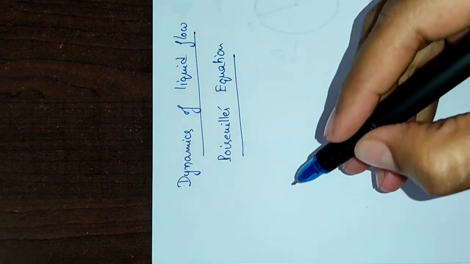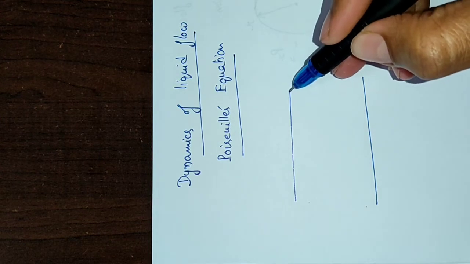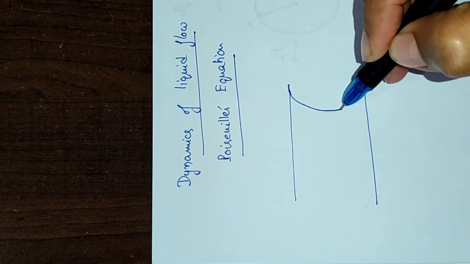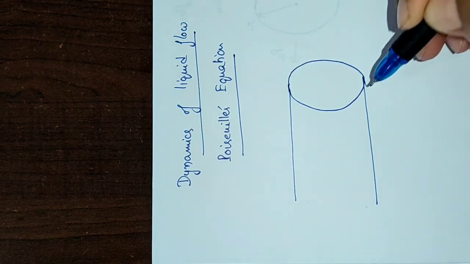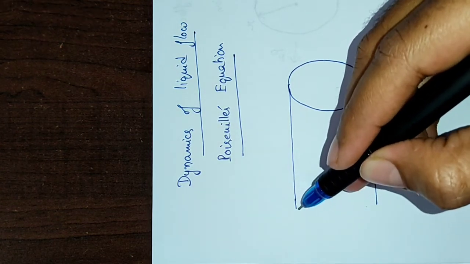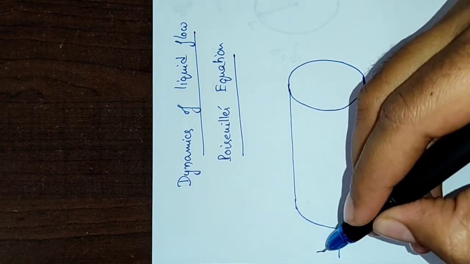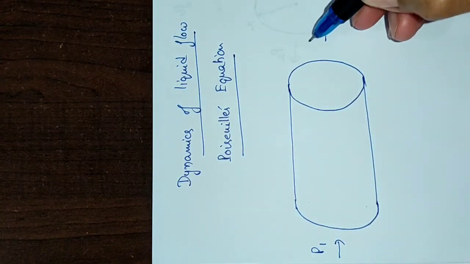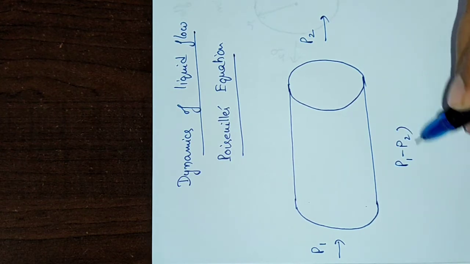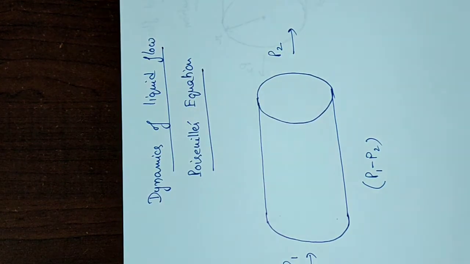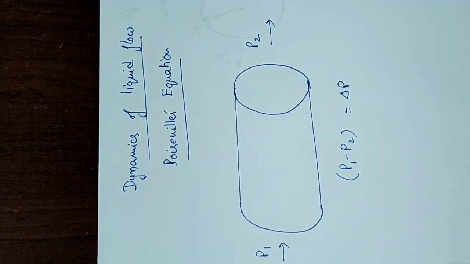We will consider a pipe having length L and radius R, through which the liquid will flow under a pressure difference P1 minus P2. Here the pressure is P1, here it is P2. So the difference in pressure P1 minus P2 will guide the flow of the liquid.